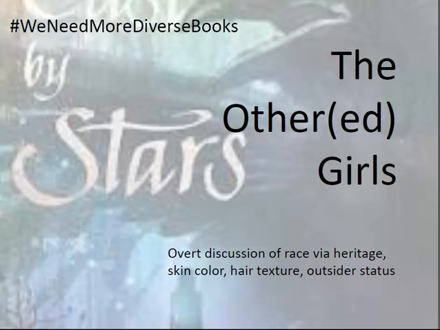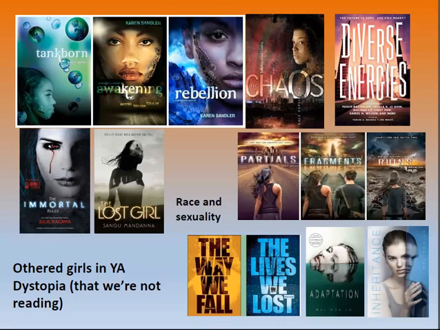We might also look at this campaign, We Need More Diverse Books, as we look at these. So some of the othered girls in YA dystopia that we're not reading: The Immortal Rules, which is a vampire story, The Lost Girl. We have Tankborn, the Tankborn series, which is one of my favorites, The Chaos.